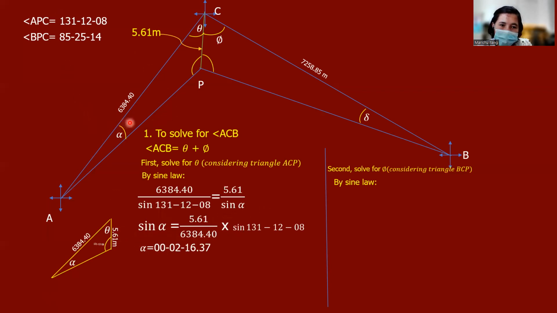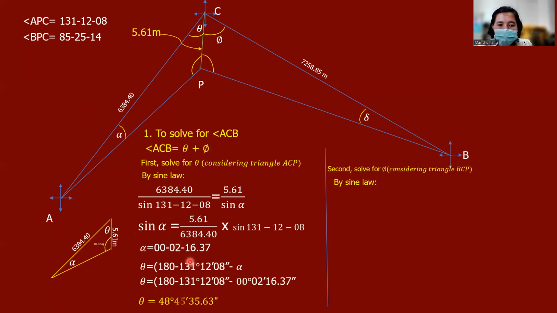So this is 2 minutes, this is 131, minus 180, the answer would be our theta. So our theta is equivalent to 48 degrees, 45 minutes, and 35.63 seconds. So just check if the computation is correct. But I guess this one is already correct. So double check lang. Okay, so we are done with finding the theta.